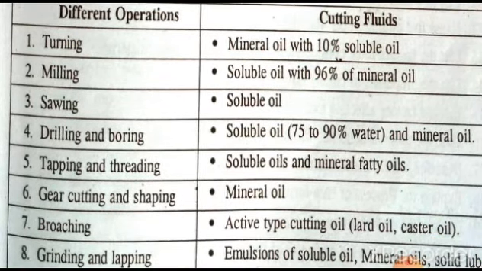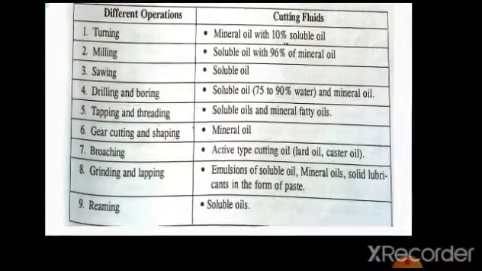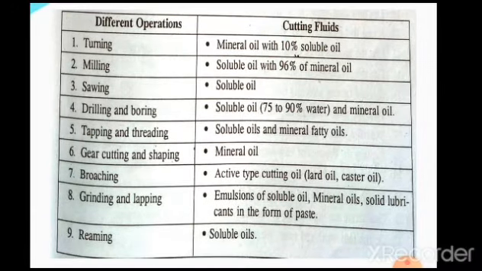Tapping and threading: tapping means internal thread cutting, threading means external thread cutting. When that operation is done, we can go for the selection of soluble oils, and mineral fatty oils can be used. Gear cutting and shaping, we can directly go for mineral oils. Broaching operation, active type of oil, lard oil or castor oil. And grinding and lapping operations, you can go for emulsion of soluble oil, mineral oils, and solid lubricants in the form of paste also.